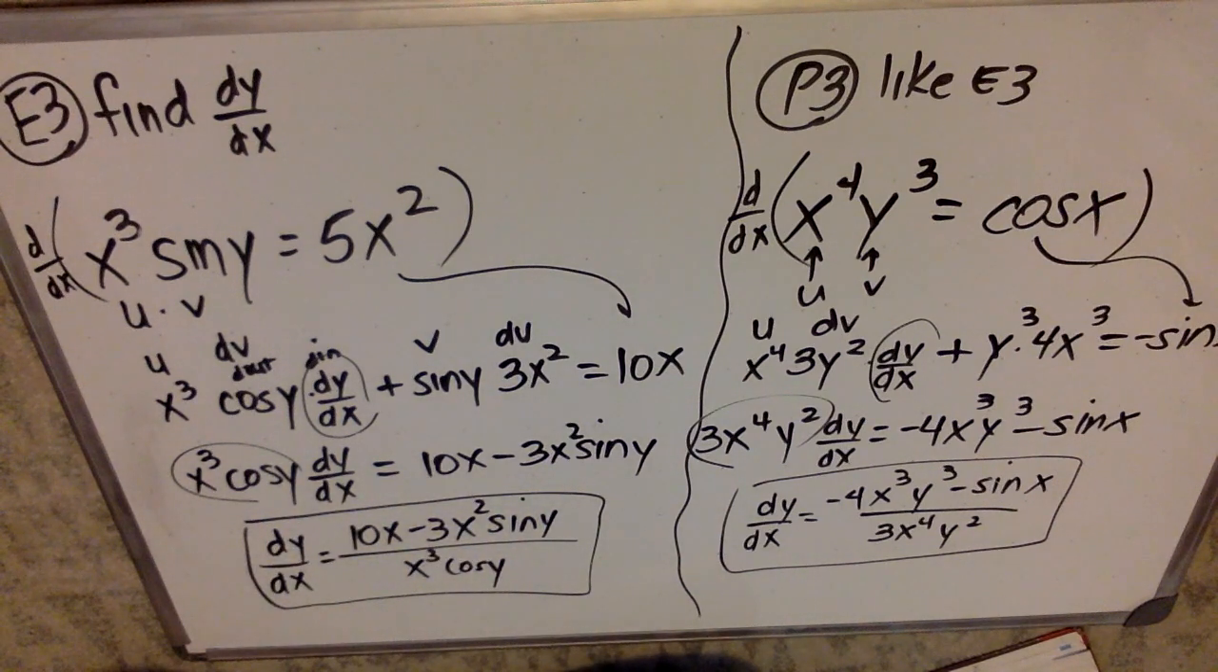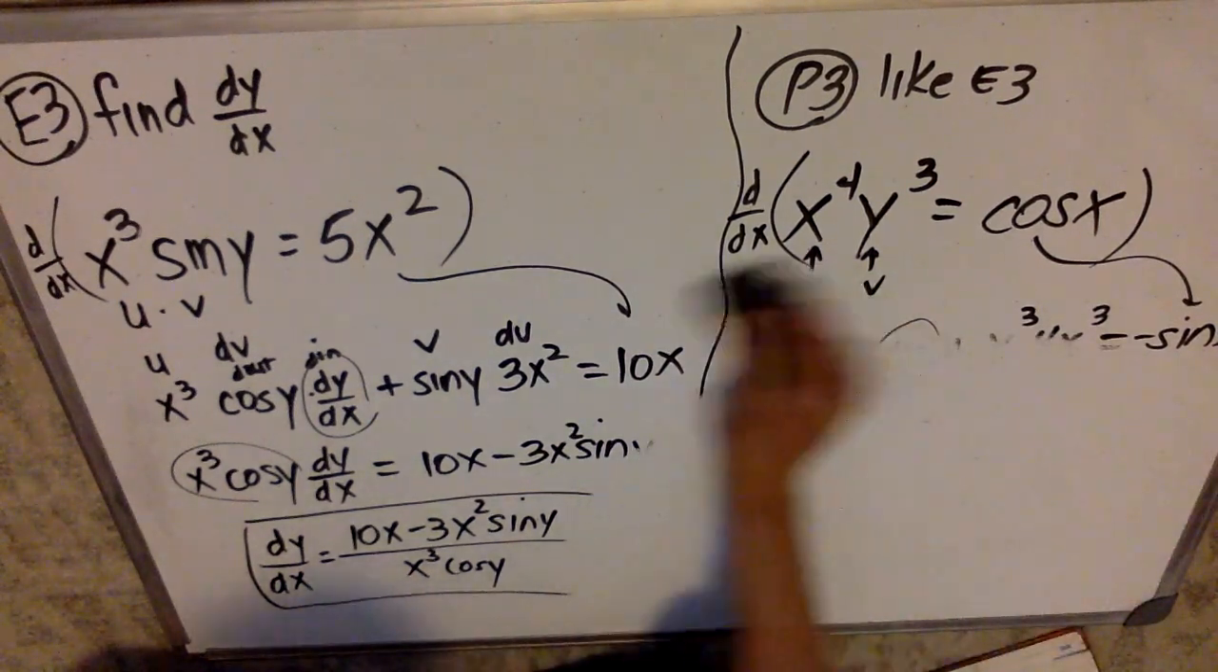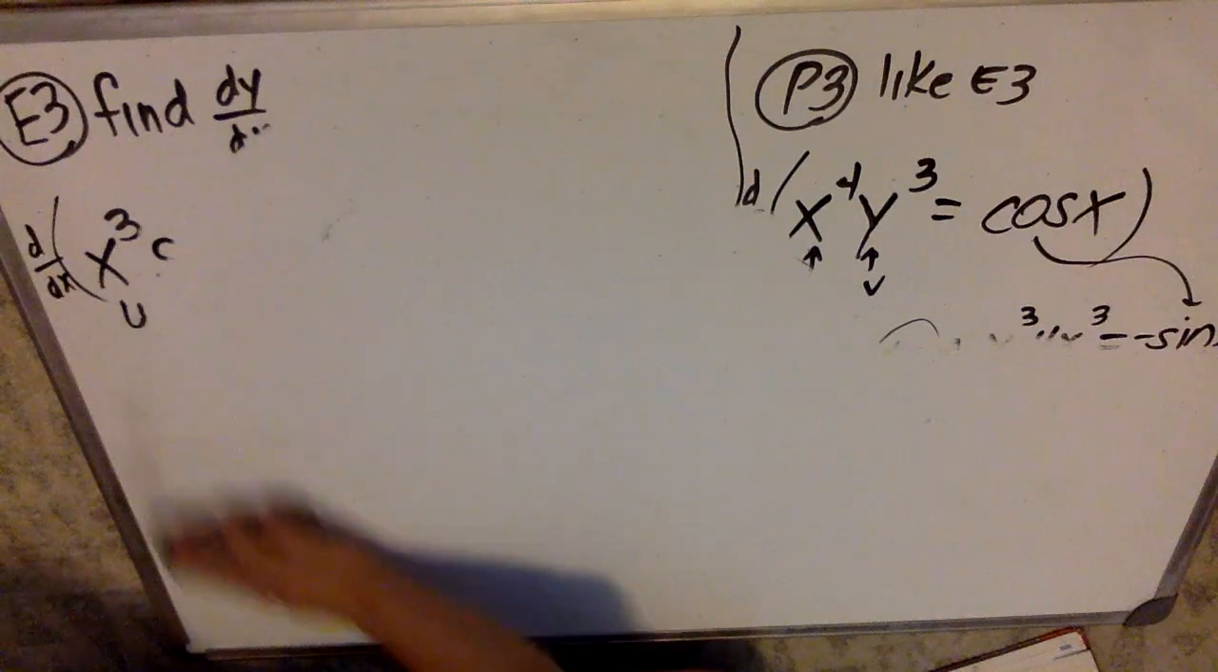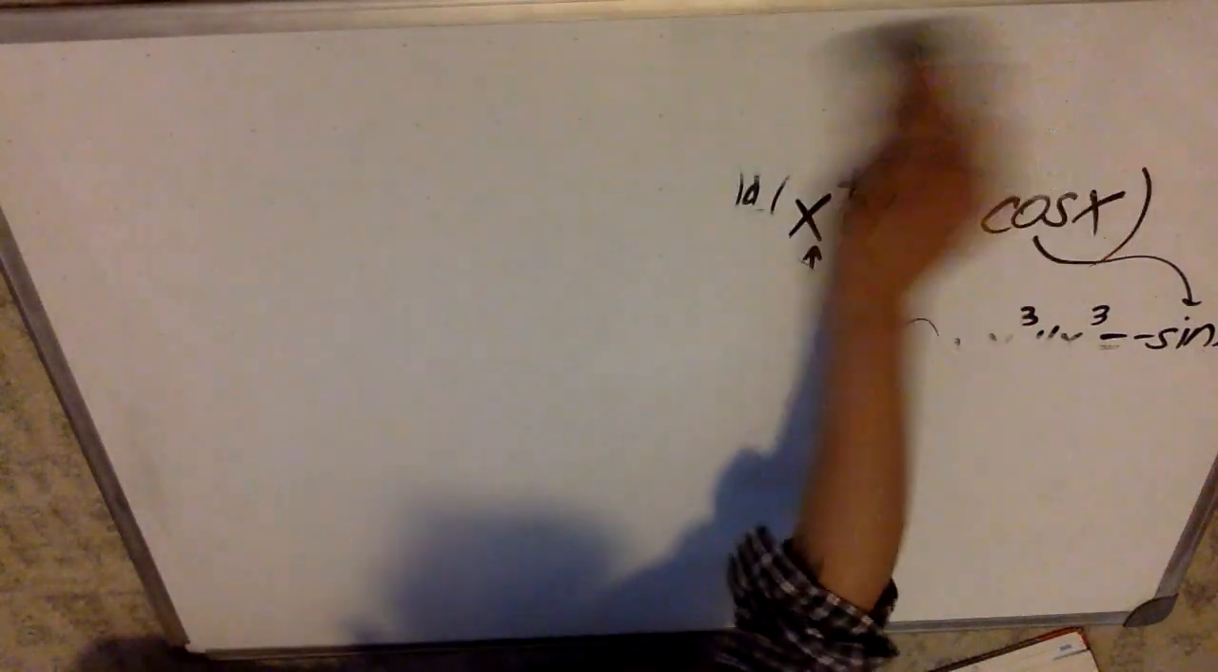All right, so let's keep going. We're going to talk a little bit about a quotient rule problem because that's good. And after we do a quotient rule problem, we'll go ahead and talk about differentiating another time, right? So we'll talk about differentiating to get the second derivative. Cool. That was 3, right? So E4 and P4.